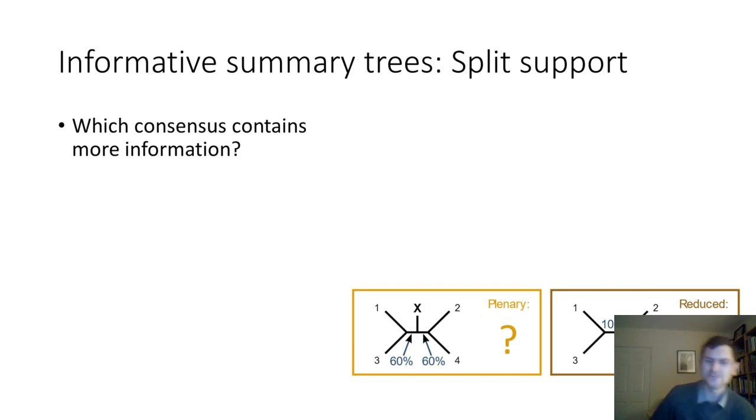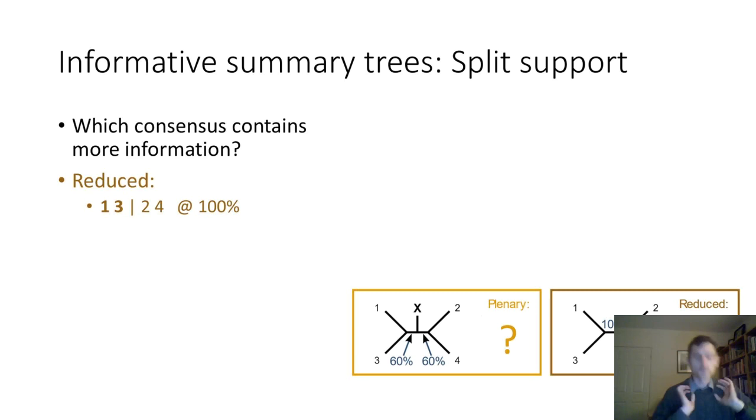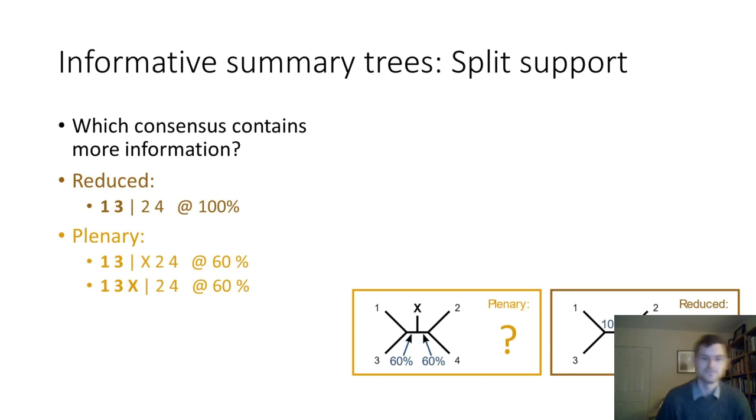So that was a simple case. It's not always easy to determine, though, which of a pair of consensus trees is the more informative. So taking again here our reduced consensus tree, this is the same topology we just saw, we've got certainty that taxa 1 and 3 are separated from leaves 2 and 4. So that gives us some information, but it doesn't tell us anything about where X might fall. Whereas the plenary tree surely tells us a bit more. We know that 1 and 3 are separate from X, 2 and 4 with a 60% probability. And our 60% support value also applies to the separation of 2 and 4 from the other 3 leaves.